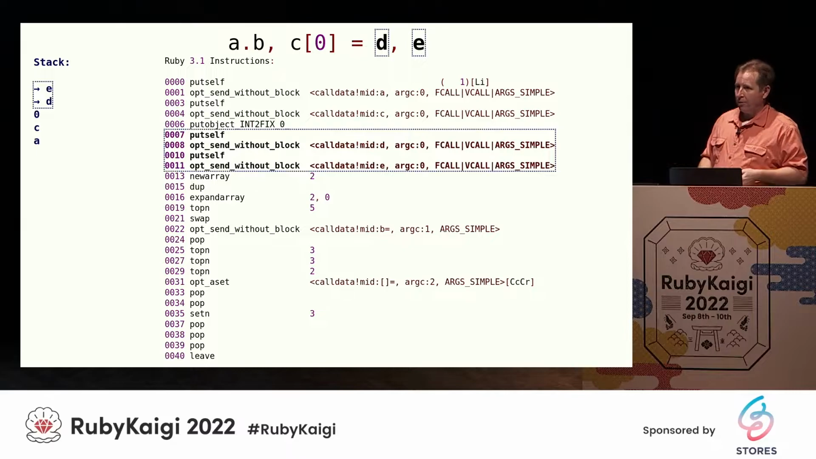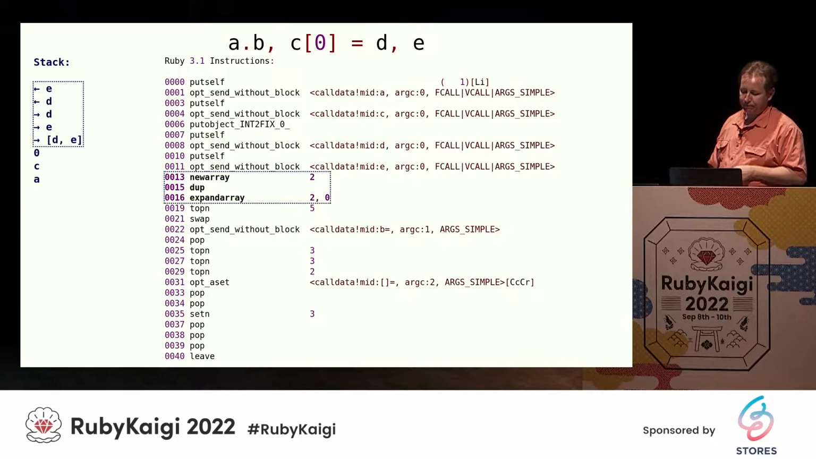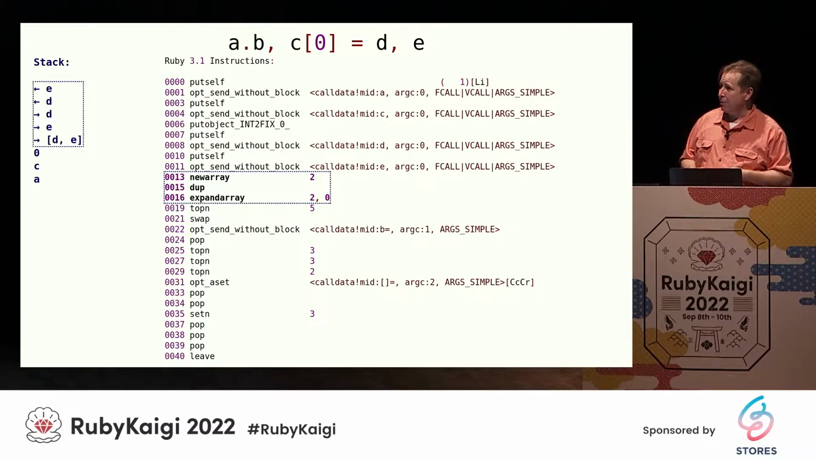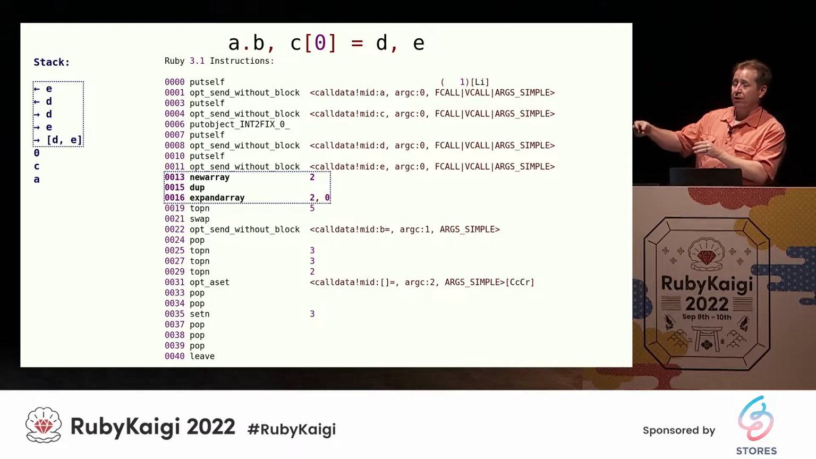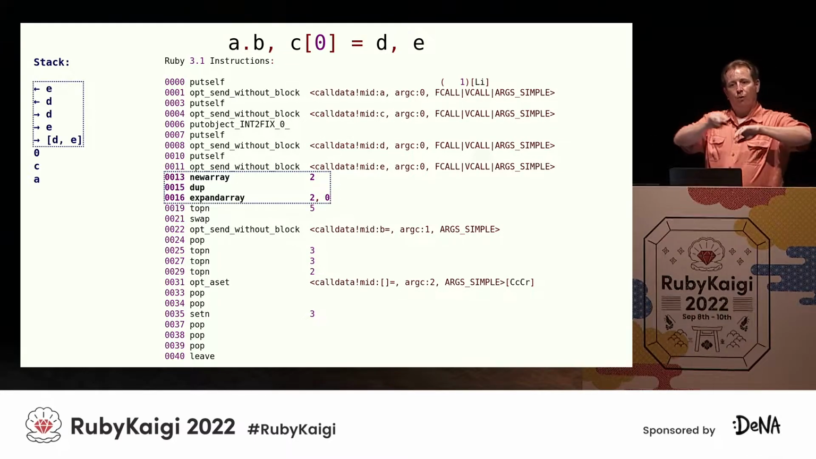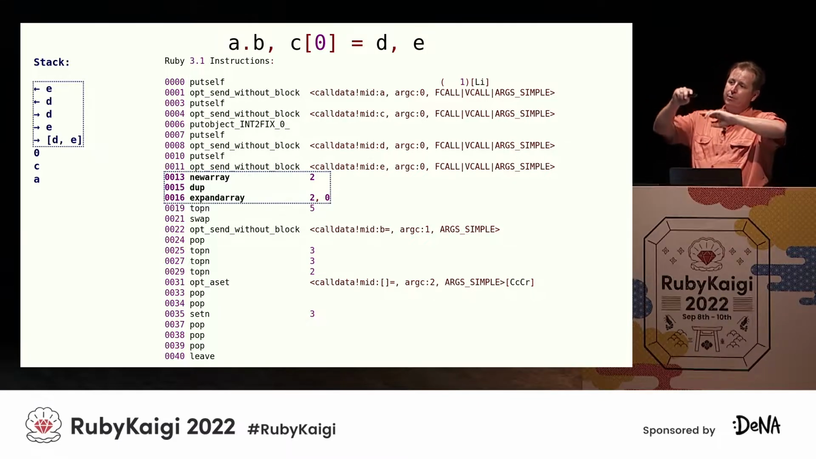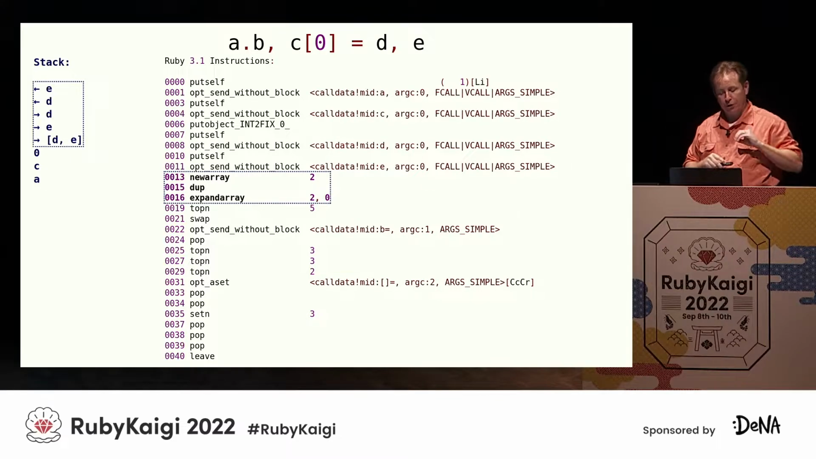So next, Ruby evaluates the D and E method calls and pushes the results of those onto the stack. Ruby uses the same newarray, dupe, and expandarray instructions when the result of the multiple assignment is needed. So just as before, this pushes an array containing D and E onto the stack, and it results in D and E switching places on the stack because D will be used first.